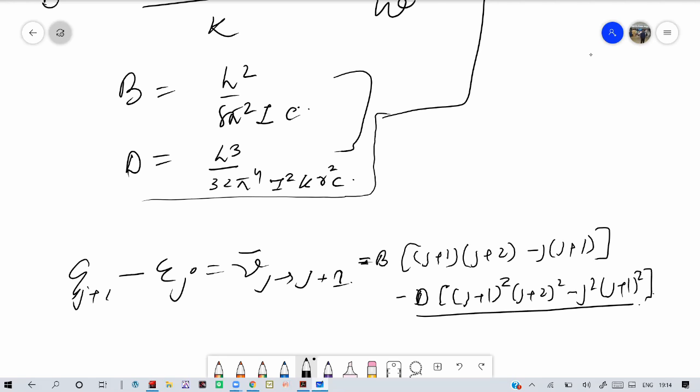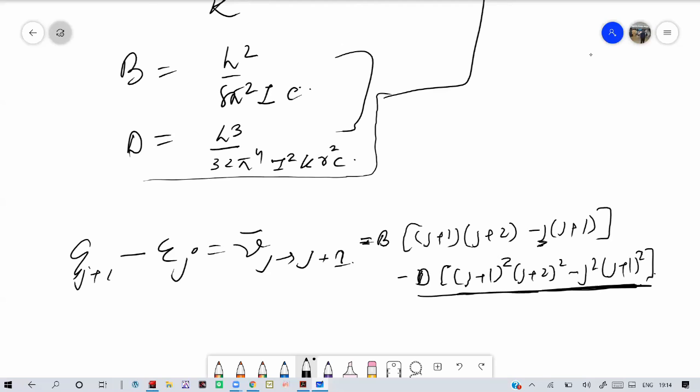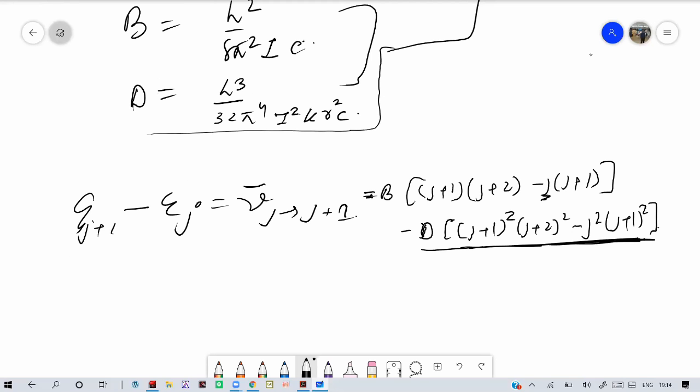I am putting up the values first, j plus 1, because we are subtracting higher minus lower. So this is b, j to j plus 1. So our stop j, now it is j plus 1, then j plus 1 becomes j plus 2. Similarly for the d term, the centrifugal term. And when you solve it, it comes out to be 2b, j plus 1.